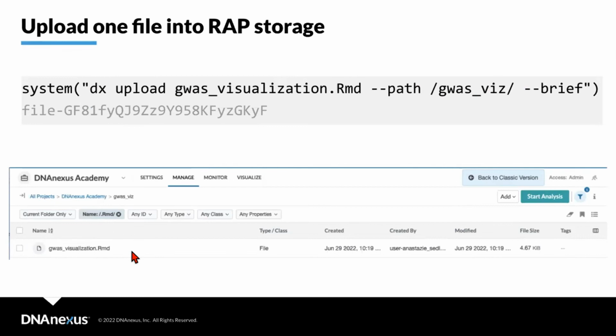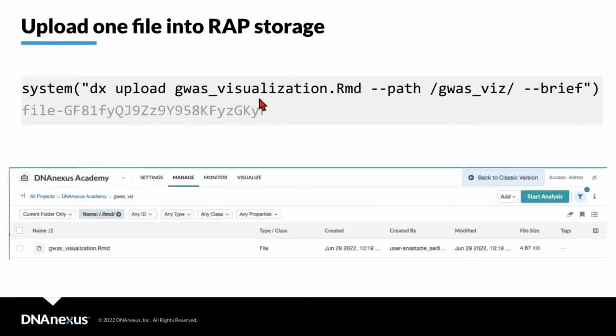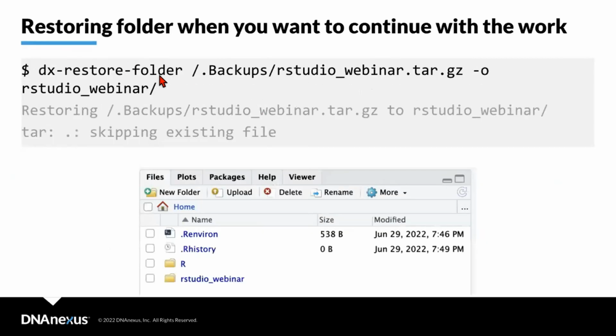What if you decided to use the first part, the DX backup folder? You can then use the complementary function to that, which is DX restore folder, and then you can restore it back to your RStudio. So once, for example, on the next day or next week, you want to work with your data, you can use the DX restore folder, and then you can open your RStudio project and then work as usual.